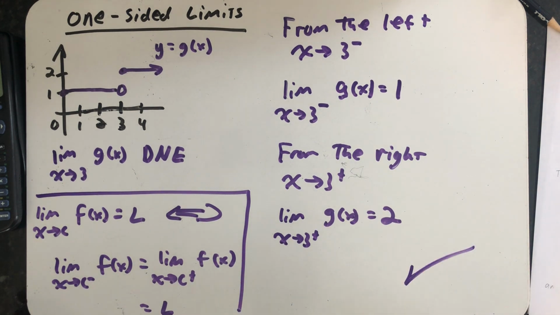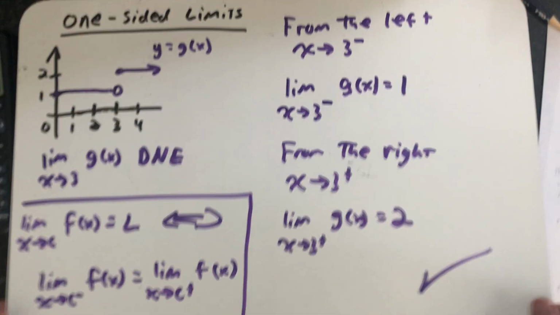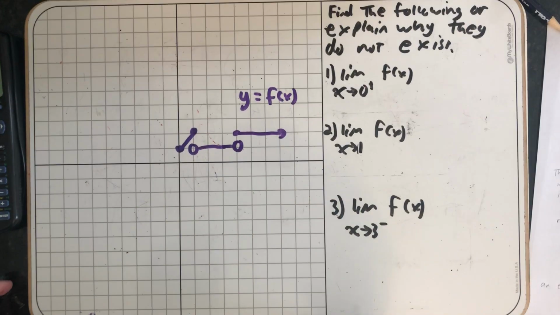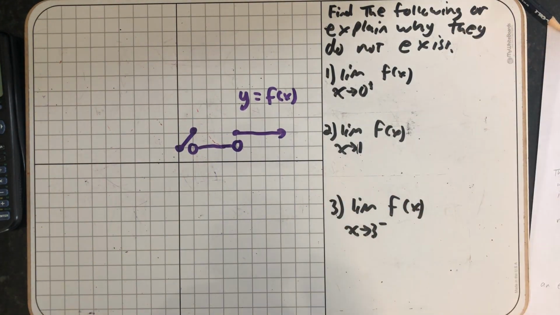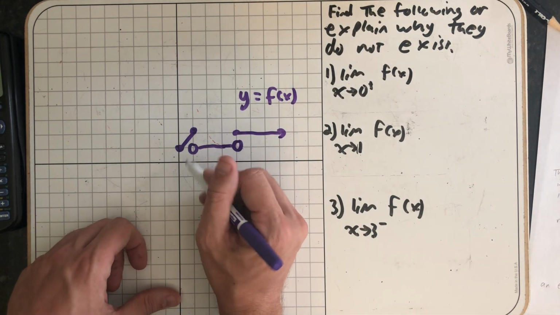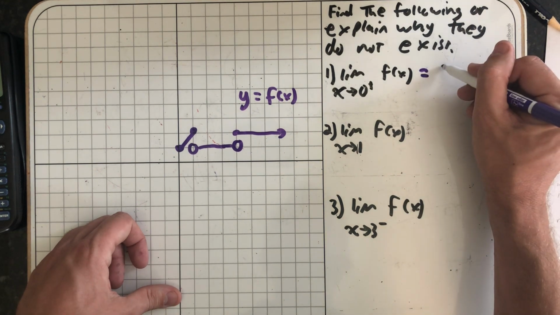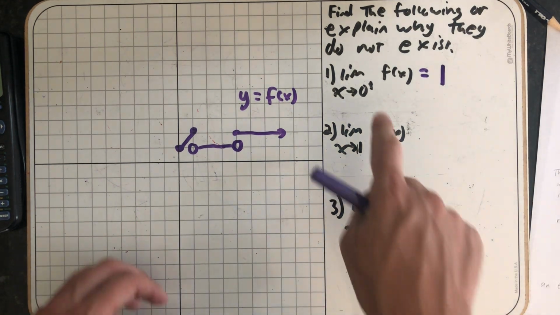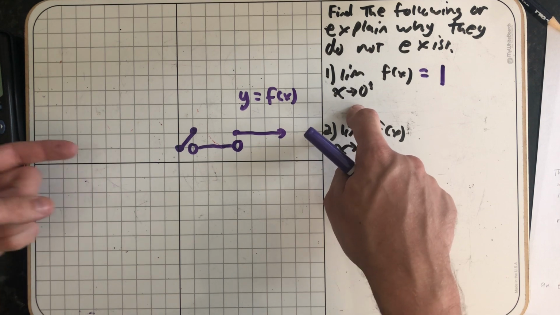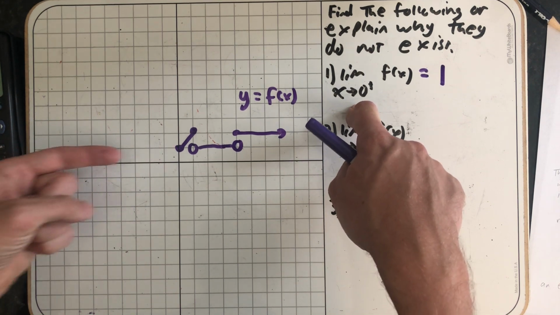All right, so now let's do that example where we get a little more practice with one-sided limits. I have a function graphed here, and I'm asked to find the following limits or explain why they do not exist. In the first one, I'm asked to find the limit as x approaches 0 from the right-hand side of f of x. Well, as my x values get close to 0 from the right-hand side, it looks like my y values are getting close to 1. If I was asked to do this limit from the left-hand side, I'd have to tell you it doesn't exist because those x's aren't even in the domain.